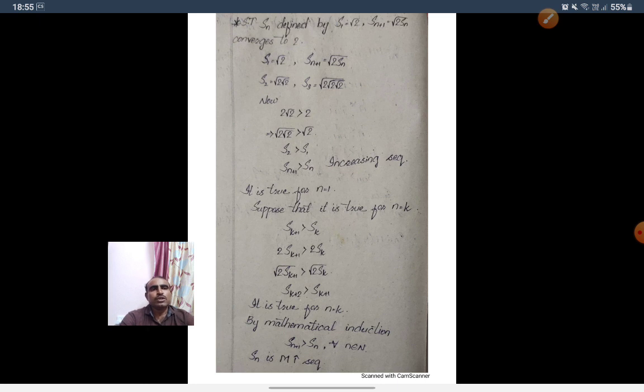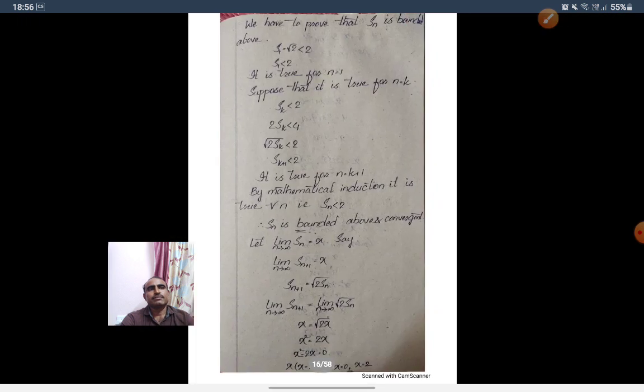So 2 into Sk plus 1 is greater than 2 into Sk. Root 2 into Sk plus 1 is greater than root 2 Sk. So Sk plus 2 is greater than or equal to Sk plus 1. It is true for n is equal to k plus 1. By induction, we proved that Sn plus 1 is greater than Sn. Therefore, Sn is an increasing sequence.